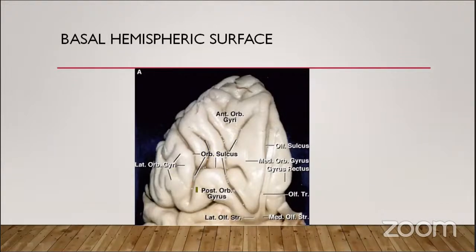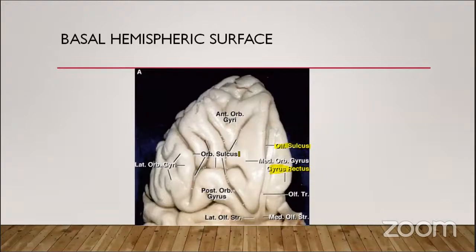We can see that this surface is broadly divided into two parts. This small medial portion is known as the gyrus rectus, and this broad lateral portion. They have been divided by this sulcus on the basal surface that is known as the olfactory sulcus. Within the olfactory sulcus, the olfactory tract actually runs. So this small straight gyrus that runs just medial to the olfactory sulcus is known as gyrus rectus. Rectus means straight because it's a straight gyrus, that's why it's called so.